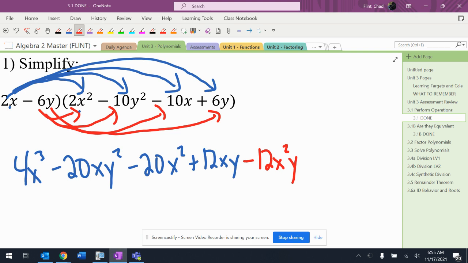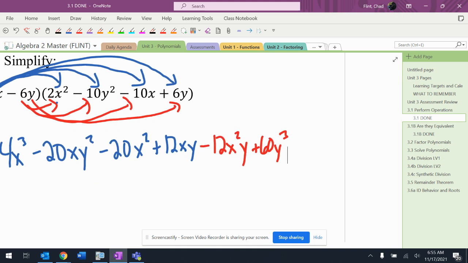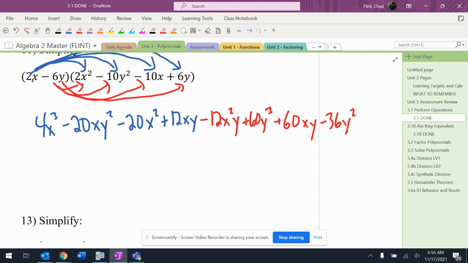Negative 6y times negative 10y squared is positive 60y to the third. Negative 6y times negative 10x is positive 60xy. Negative 6y times positive 6y is negative 36y squared. All right, ton of stuff going on.